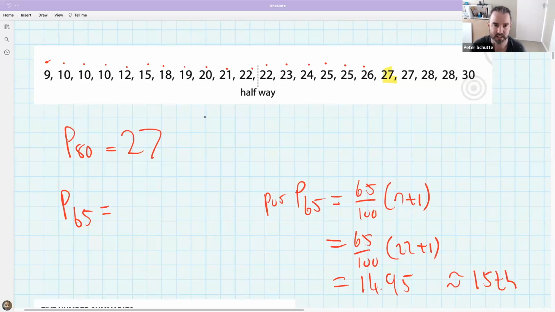So now we're going to count. If this is 11, then it's 12, 13, 14, 15. And so the 15th position is there. And so the value of this is going to be 25. And so this would be P65. And this one over here was P80.